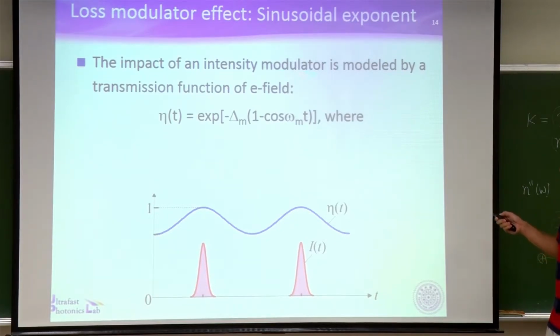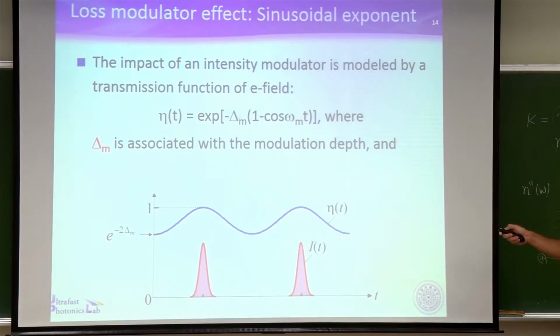The impact of an intensity modulator is modeled by a transmission function of the electric field. Eta of t is the exponential of minus delta m times 1 minus cosine omega m t, in parentheses. And this is the corresponding transmission curve of this model. There are two parameters. The first one is delta m here. Okay, what is delta m? It's associated with the modulation depth, as I indicated here.